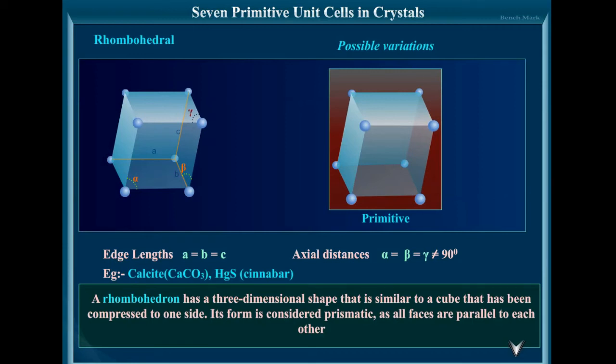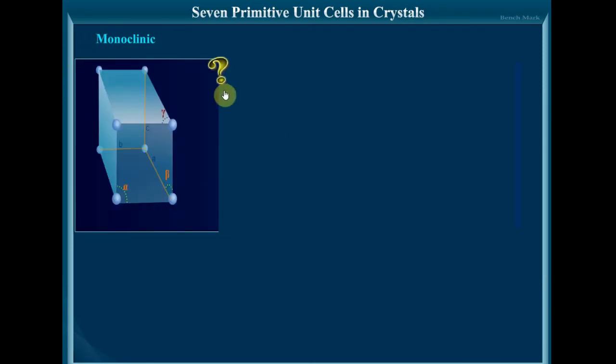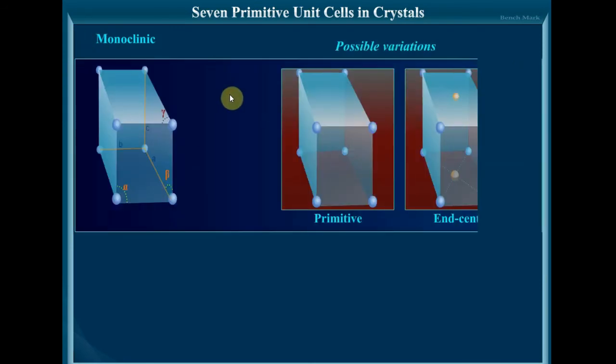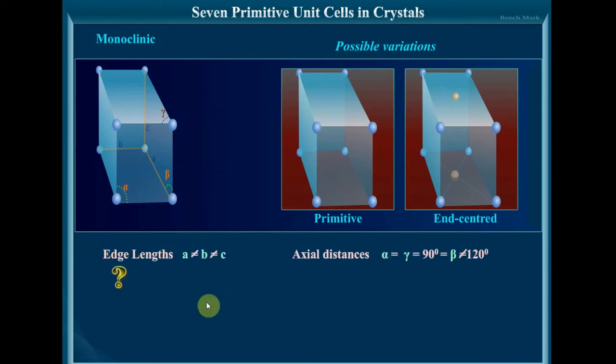The next is the monoclinic type. In monoclinic type, A not equal to B, not equal to C. Alpha is equal to gamma is 90 degree, while beta is not equal to 90 degree. Crystals in which the angles are in this pattern are called the monoclinic class of crystals. The possible types of unit cell in this type are only primitive and end centered. Examples: monoclinic sulfur, which you have learned in the p block, sodium sulfate, etc.